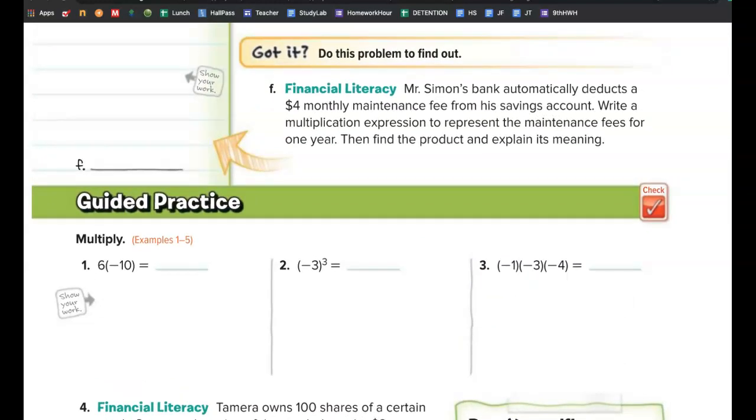Read it for me, Gracie. Number 6. Mr. Simon's bank automatically deducts a $4 monthly maintenance fee from his savings account. Write a multiplication equation to represent the maintenance fee for 1 year. Then find the charge. First of all, we need to underline the important information. So go ahead and do so. Underline what you need to know from that.